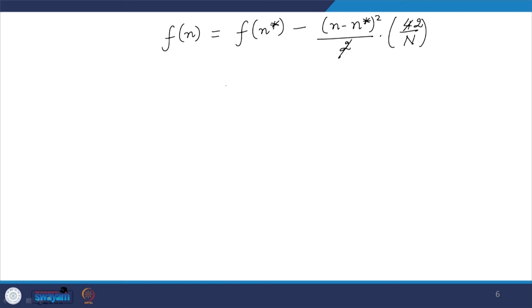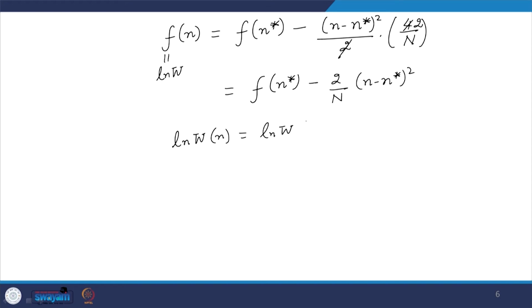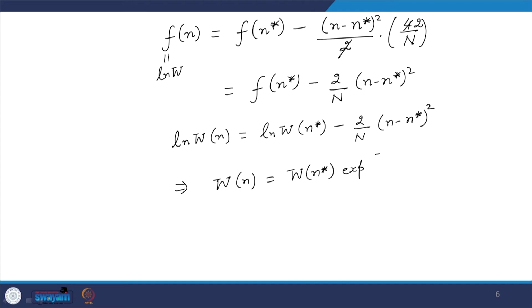So, we have this, and this gives me, so this I can now put f is equal to ln w. So, what we have is ln w of n is ln w of n star minus 2 by n minus n star squared, and therefore, we can write w of n as w of n star exponential of minus 2 by n minus n star whole squared.